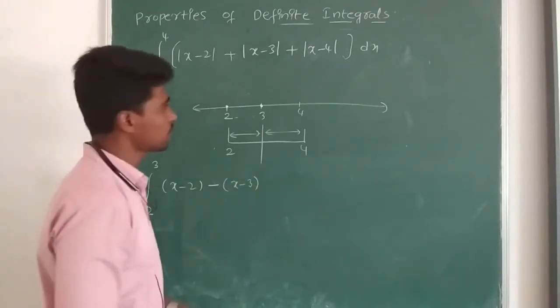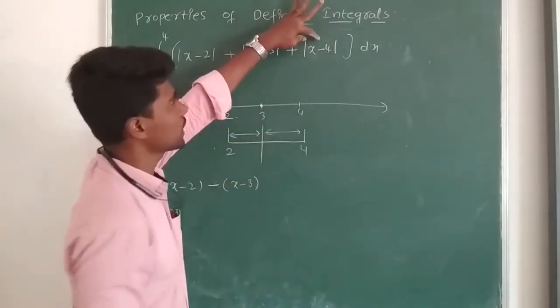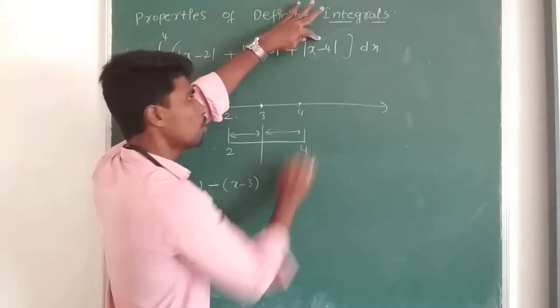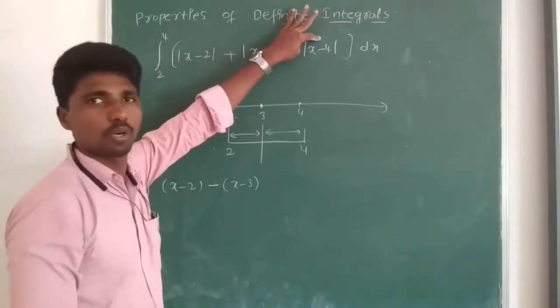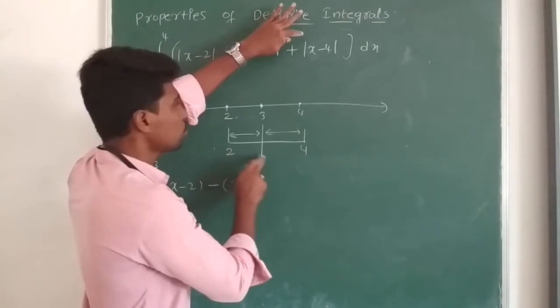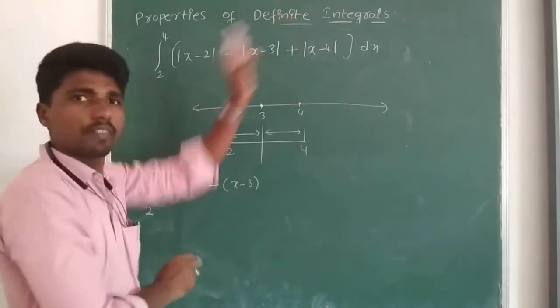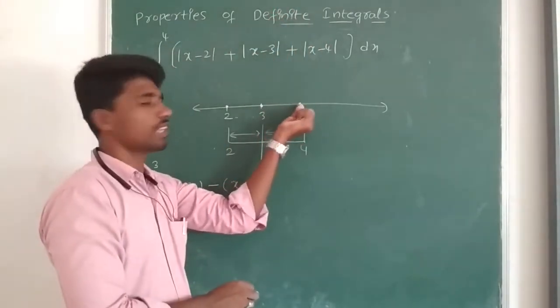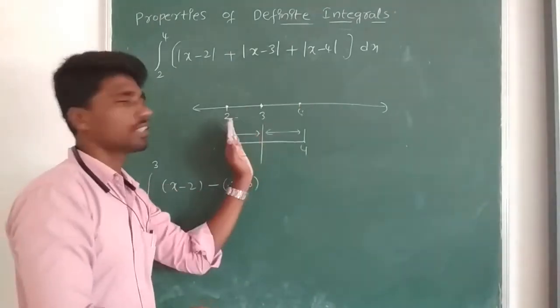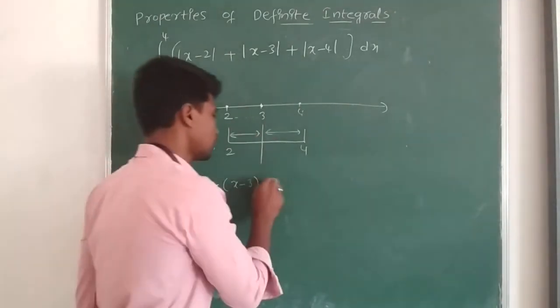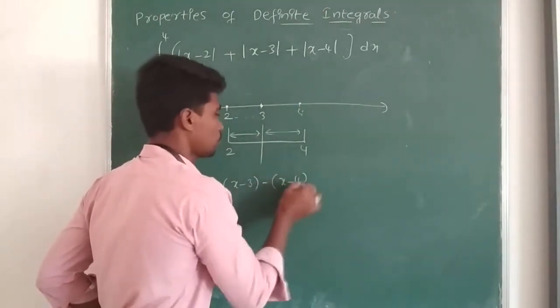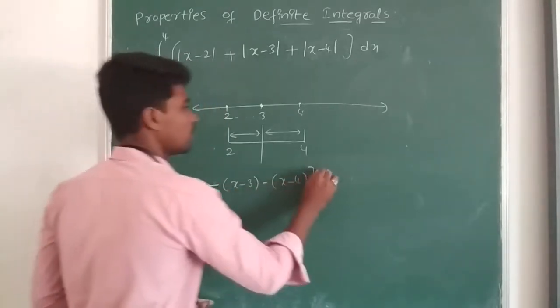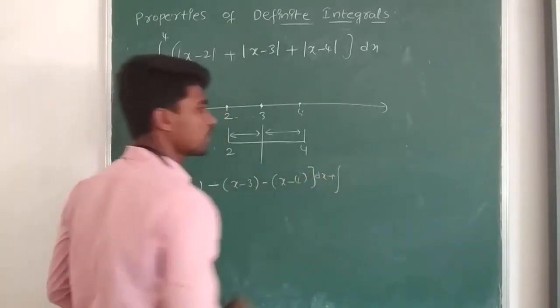The next function, x minus 4. Its critical point is 4, and 2 to 3 lies on the left side of the critical point 4. Left side, so again it becomes minus. So minus of x minus 4 dx. Plus the second part.